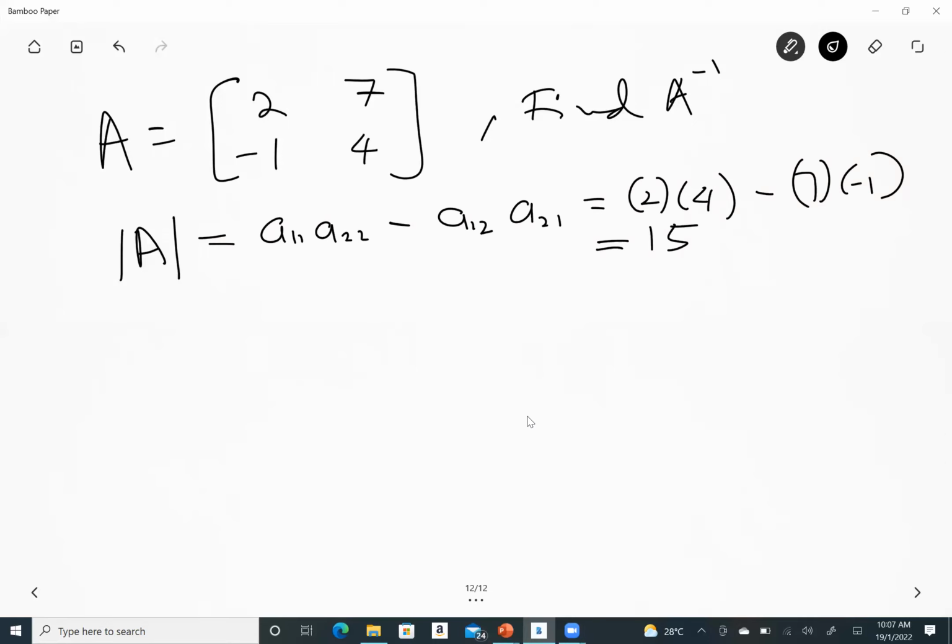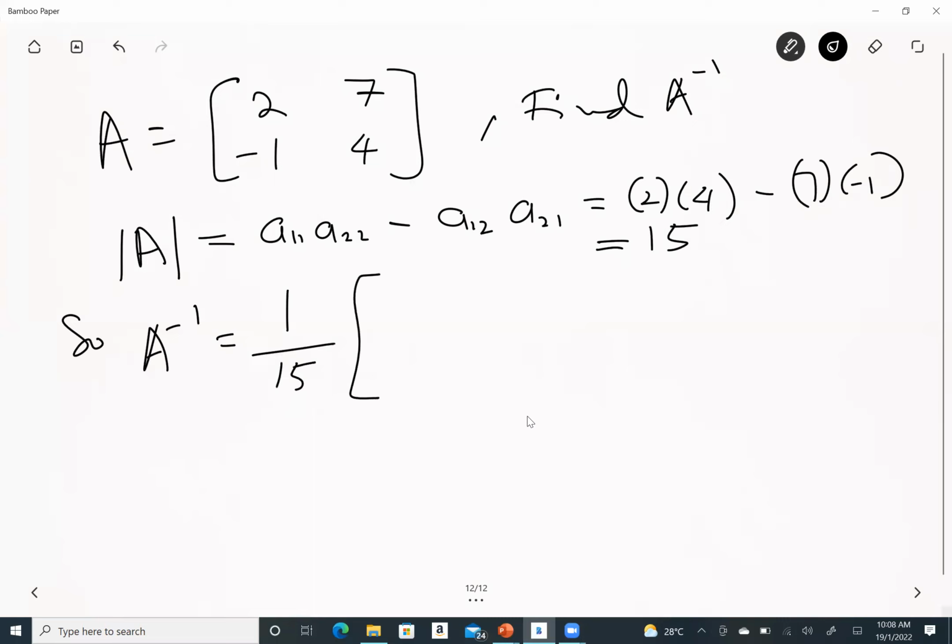So the inverse of A will be equal to 1 over determinant of A. I don't have to write it because I already have it on the other side. So we just put in the value: 1 over 15, all right? And then you switch the terms accordingly, according to the rule. So 4, 2, negative 7, 1.